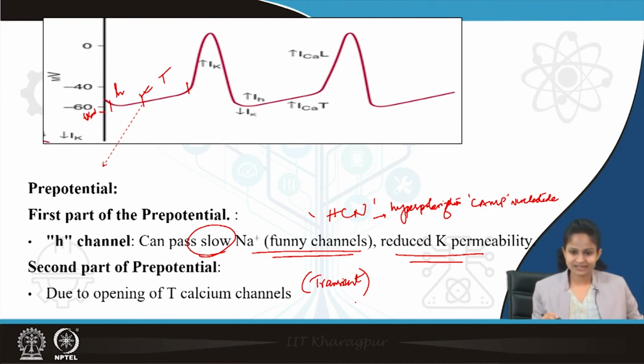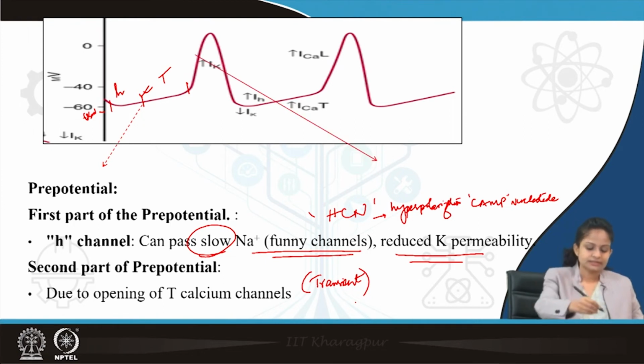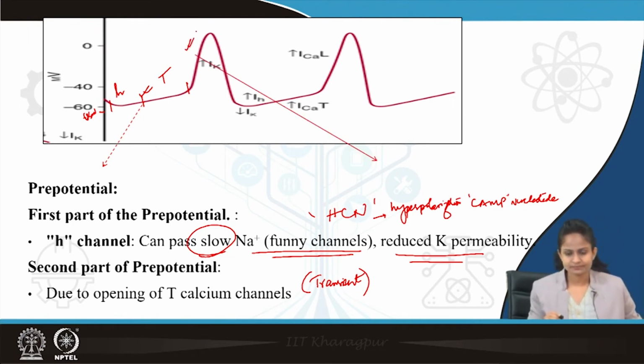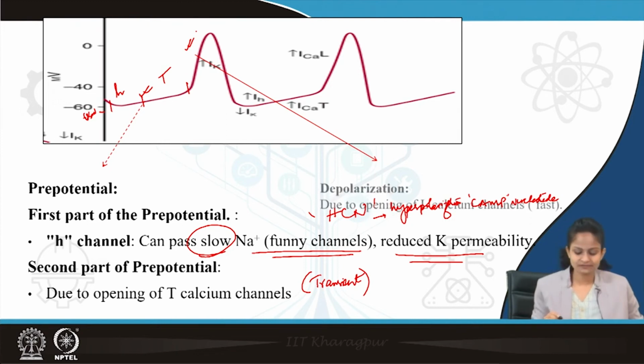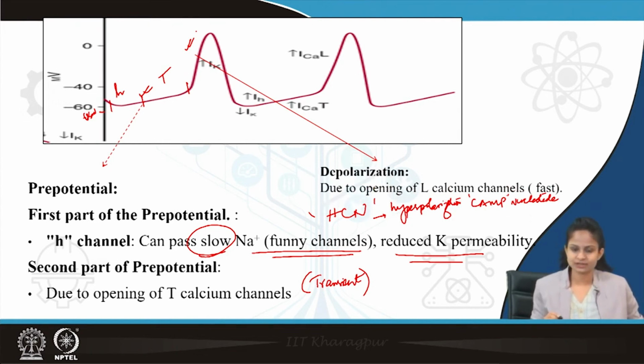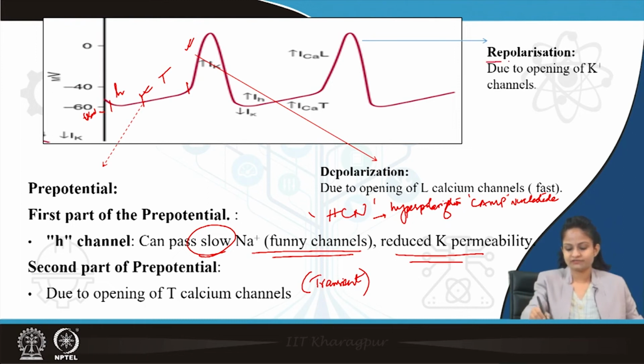Now, coming to the next phase, that is the depolarization. This depolarization phase is mainly because of the opening of the fast type of calcium channels, that is L type of calcium channels or long lasting calcium channels or high voltage calcium channels, and these calcium channels will cause the contraction. Now, the next phase is mainly the repolarization phase, which is mainly due to opening of the potassium channels.